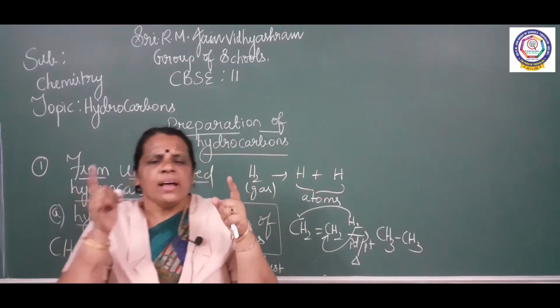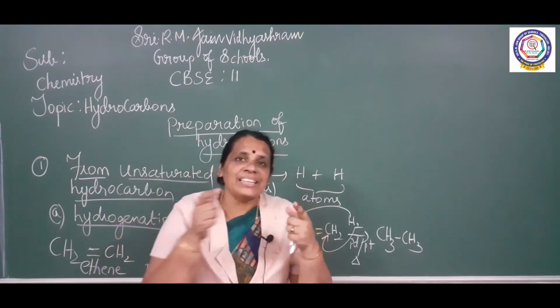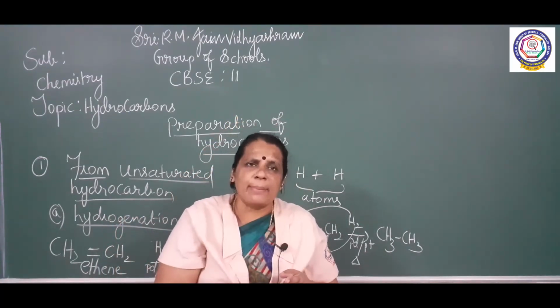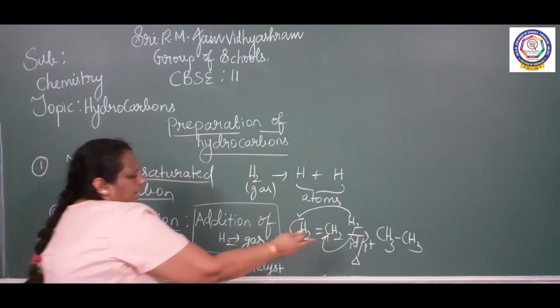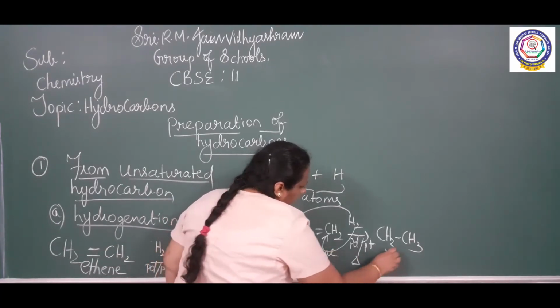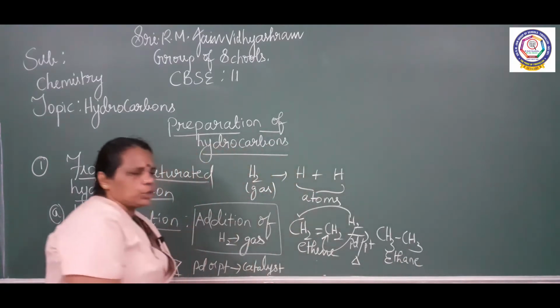So whenever hydrogen is added, whenever any atom is added to the unsaturated hydrocarbon, the double bond breaks. So the double bond is becoming a single bond. I am adding two hydrogen atoms, so the double bond is breaking here. So ethene is converted into ethane.